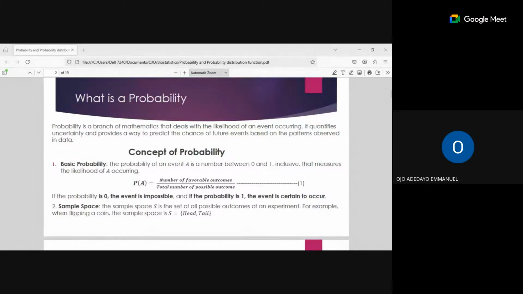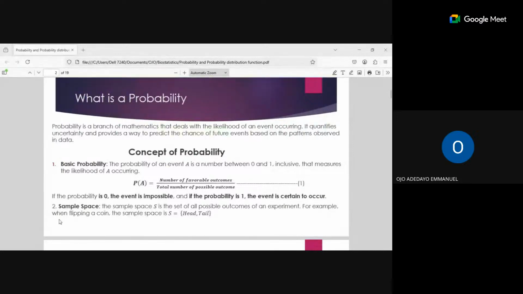That is why probability takes its value from 0 to 1. Let us get that one right. Now, if the probability is 0, the event is impossible. And if the probability is 1, the event is certain to occur. Please note that it's very, very important.